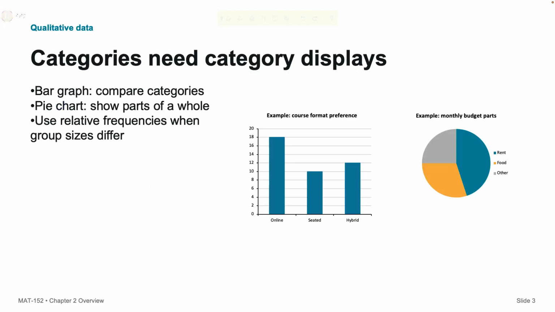For qualitative data, the values are categories. We often summarize these categories with frequencies or relative frequency tables, and then display them with graphs. A bar graph is usually helpful when we want to compare one category with another. A pie chart is more helpful when we want to show how categories make up parts of a whole. The important point is not just which graph looks nice. The point is whether the graph matches the purpose.